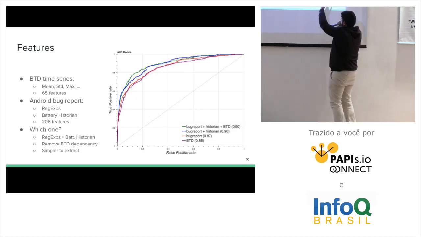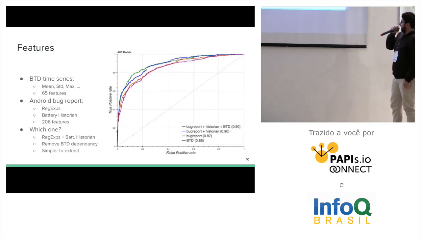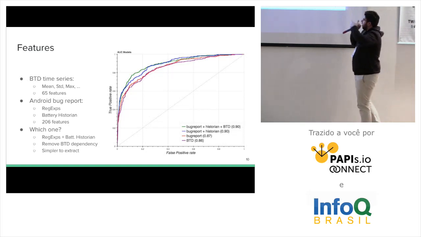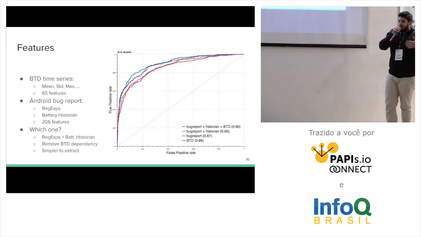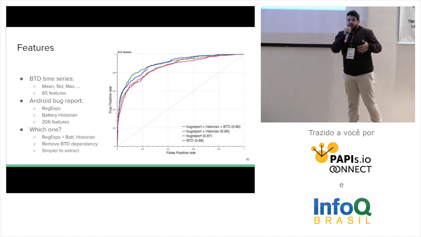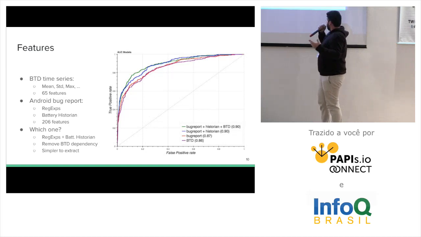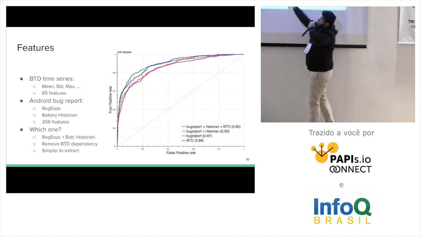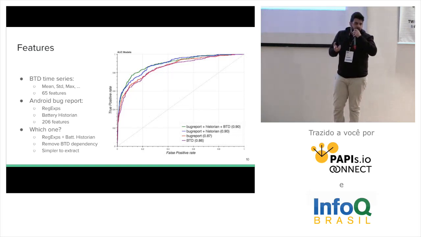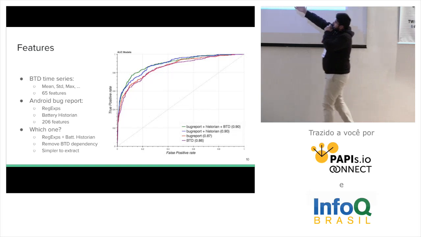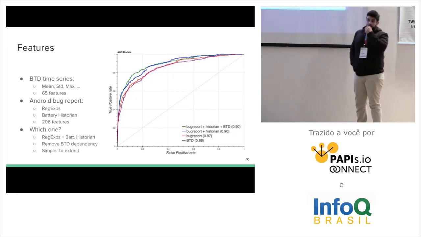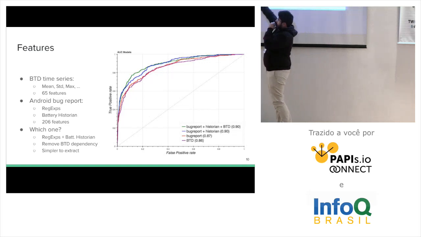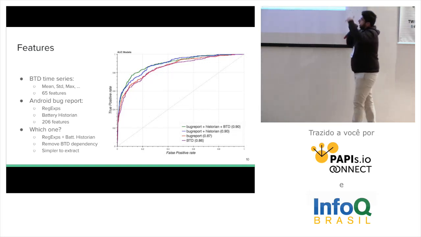After 31 versions of these features, they give pretty much the same result. They work best, obviously, when they are concatenated. But we have to choose one of these, and we apply Occam's razor: the simplest one. The one that only depends on the bug report file, because the BTD time series file causes a large overhead in the smartphone to collect. And the Android bug report is a more standard tool in the Android community. So we chose to extract features only from the Android report and remove the dependence on the BTD.